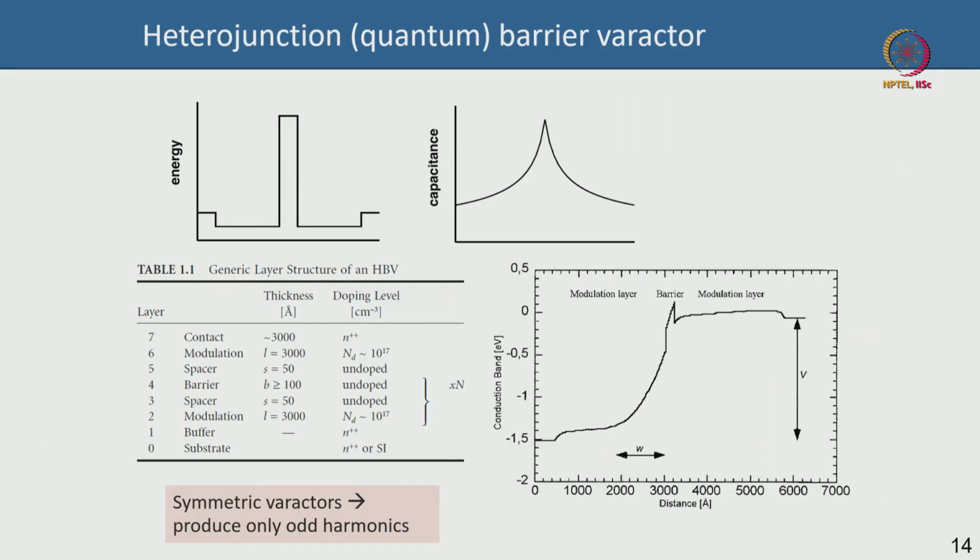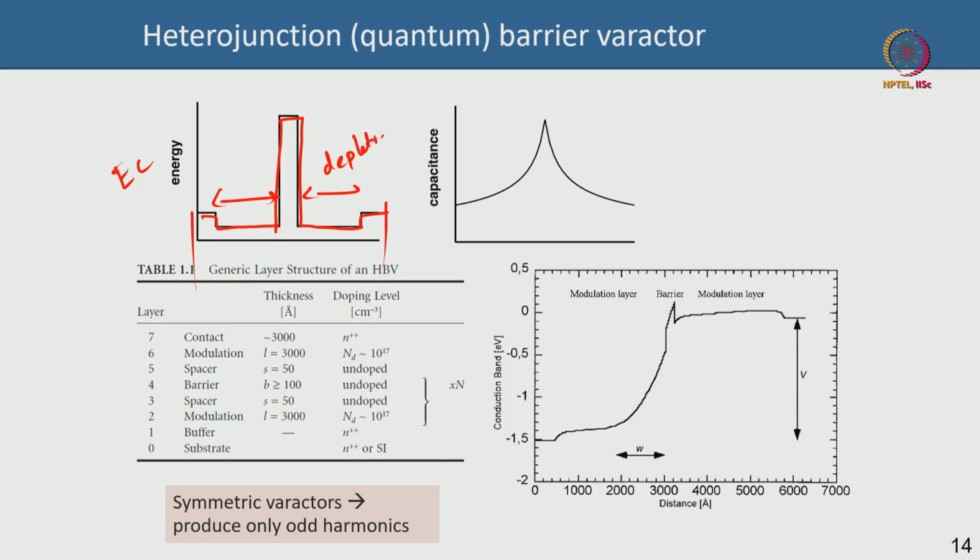Okay. And the last thing on this topic is basically the heterojunction barrier quantum barrier varactor. So, this actually shows you the conduction energy profile. So, you have a lower band gap material which is n-type doped, then you have a wider band gap material which is undoped, then again you have a lower band gap material which is n-type doped, and you have an ohmic contact here. So, this part for instance and this part for instance are lightly doped, and can be depleted.